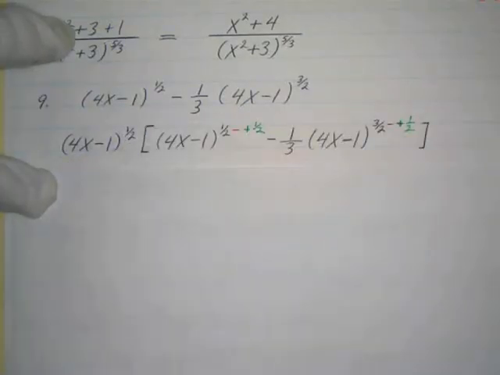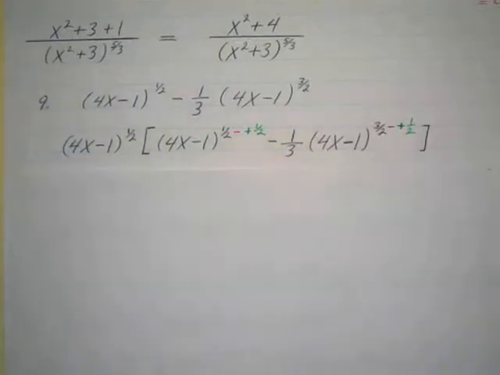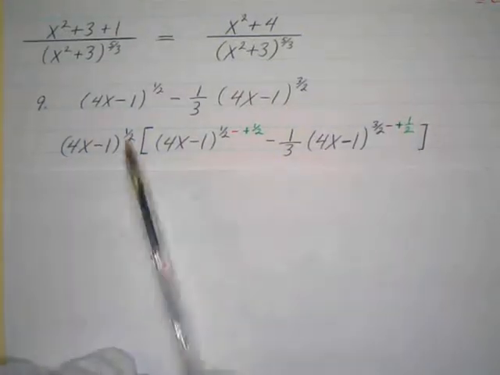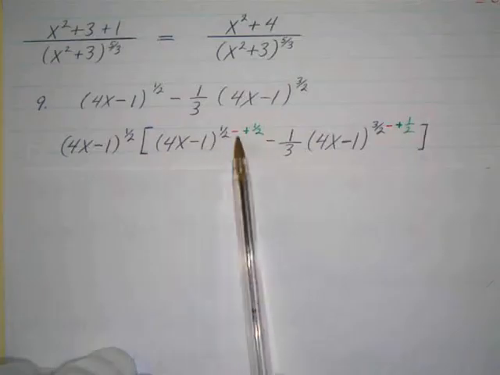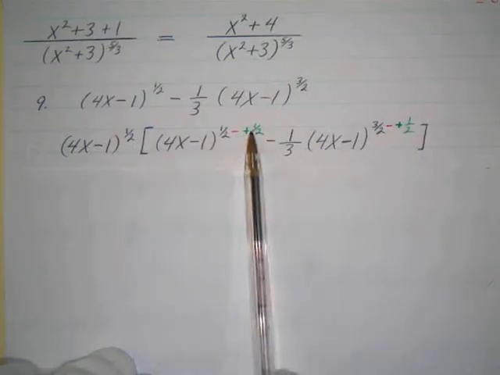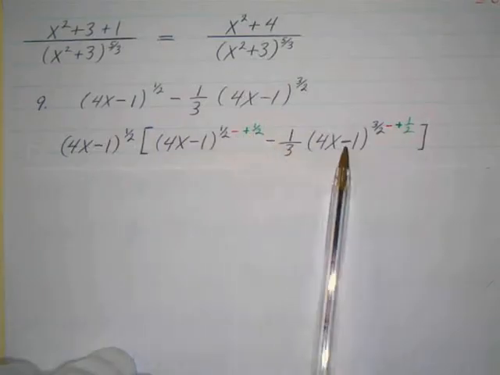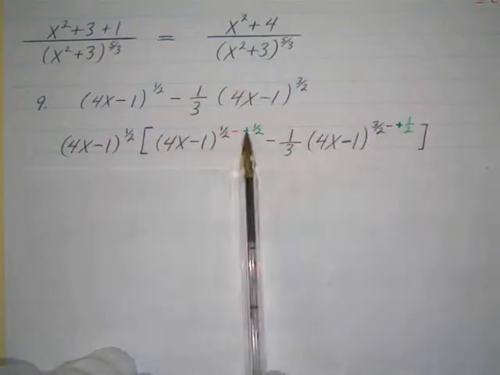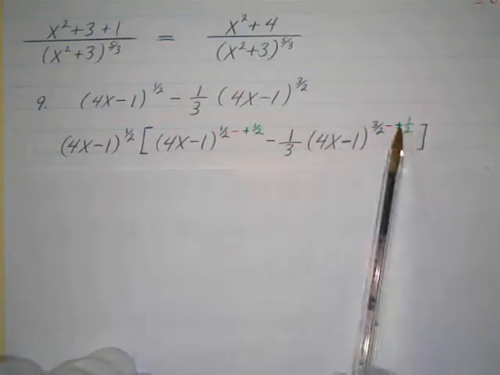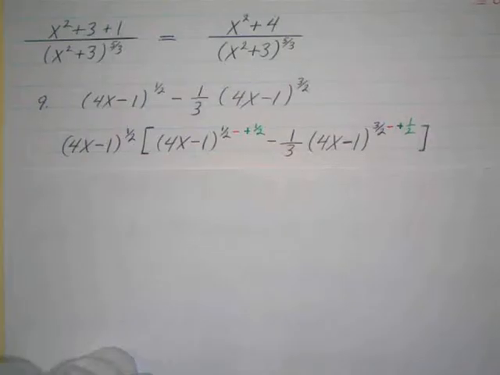Oh, that should have been in green. Sorry, I kind of fouled that up. It should be in green. And this is going to be 4x minus 1 to the 1/2 minus 1/2. And this is going to be negative 1/3, 4x minus 1 to the 3/2 minus 1/2. And that's a positive 1/2. I think I might have made an error there, so I just tried to doctor it up. Okay.